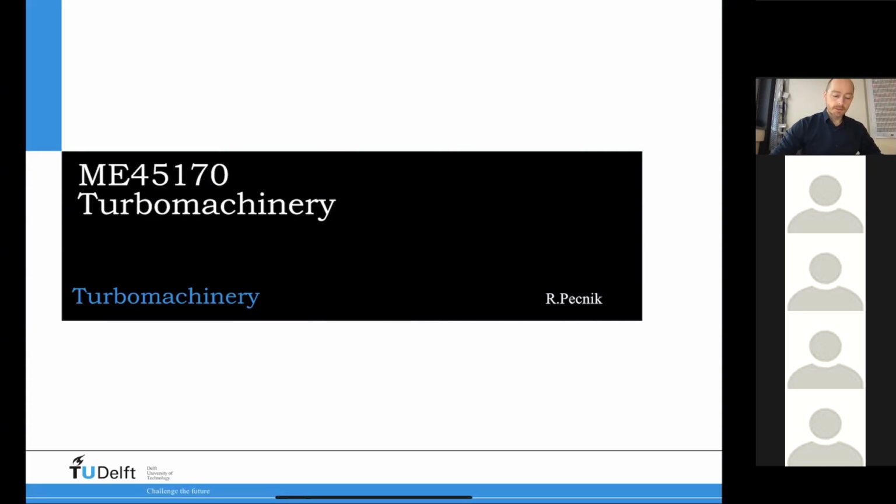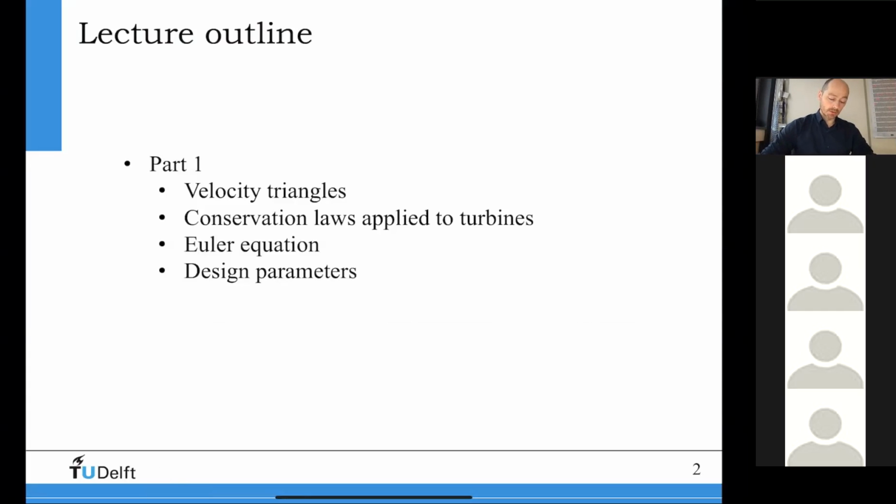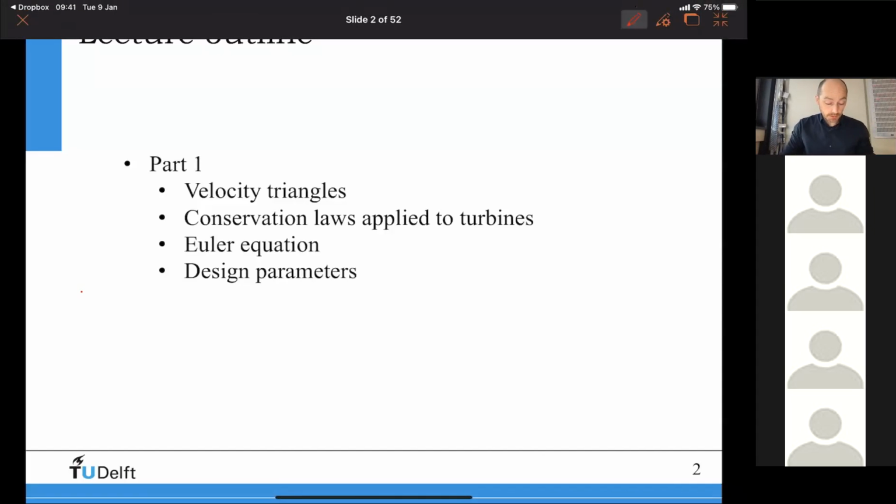So, good afternoon, everybody. We have the third class of Turbomachinery, the second class that I'm giving here. And today we are going to discuss, as you can see on the slides that I'm sharing, velocity triangles and conservation laws applied to turbines. So you can see that the first part will be about velocity triangles.